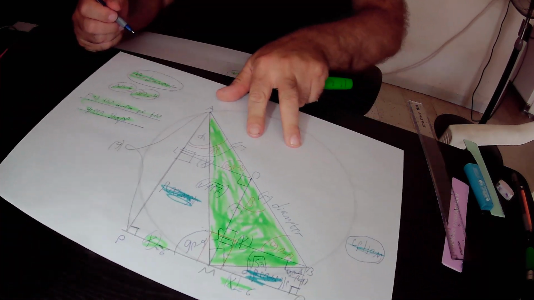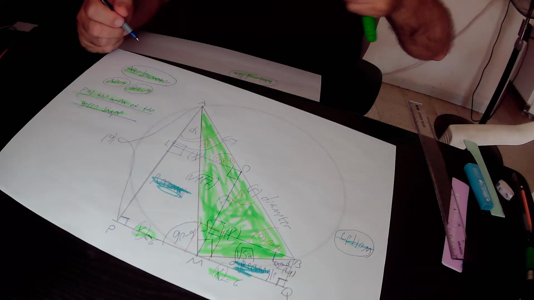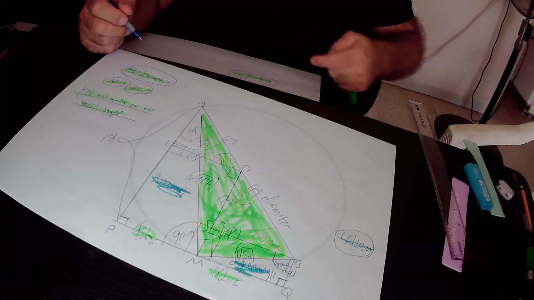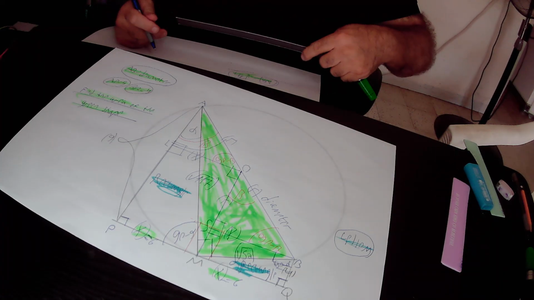Our task is to find out the area of this green shape. The green shape is actually the right green triangle A and B. So we have to find out the area of the green right triangle A and B.